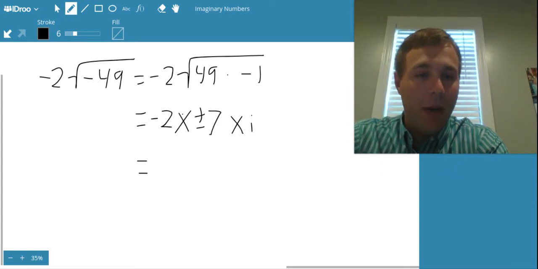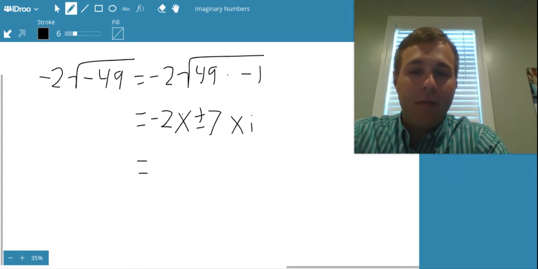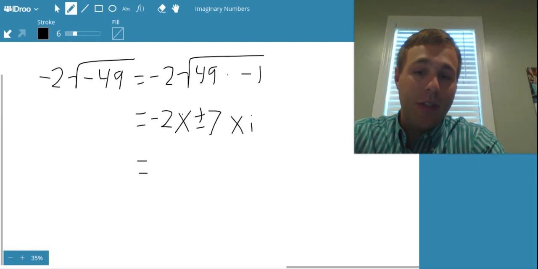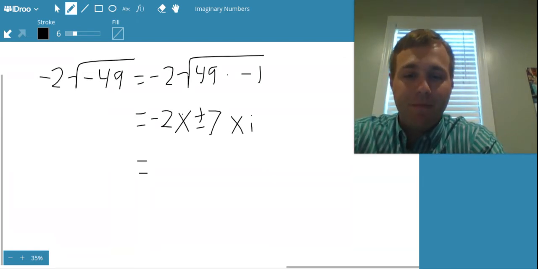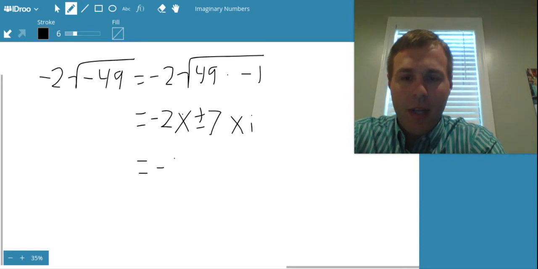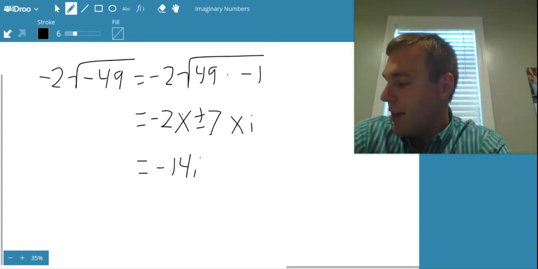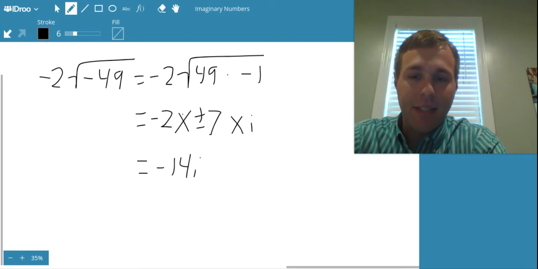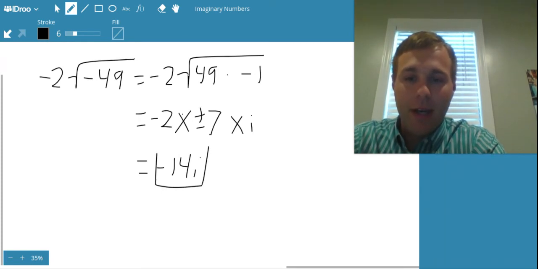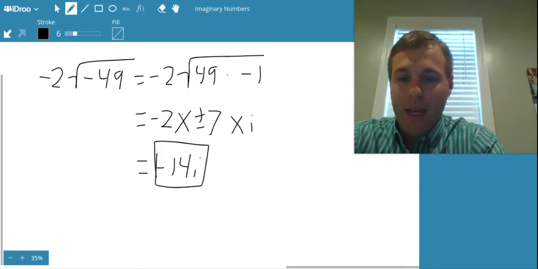Then we just need to combine all of this together. -2 times plus or minus 7 is going to equal -14. And then you're going to have the i on the end. So you're going to have -14i. -14i would be your answer.